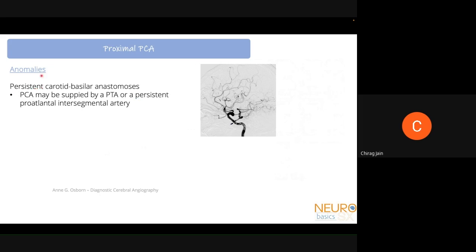You can also have some anomalies in relation to the proximal PCA. This is the persistent carotid basilar anastomosis, as we have discussed previously. As we can see, this artery is arising from the cavernous segment of the ICA, and it is anastomosing with the basilar artery over here, and it is what is providing the predominant supply to the PCA.